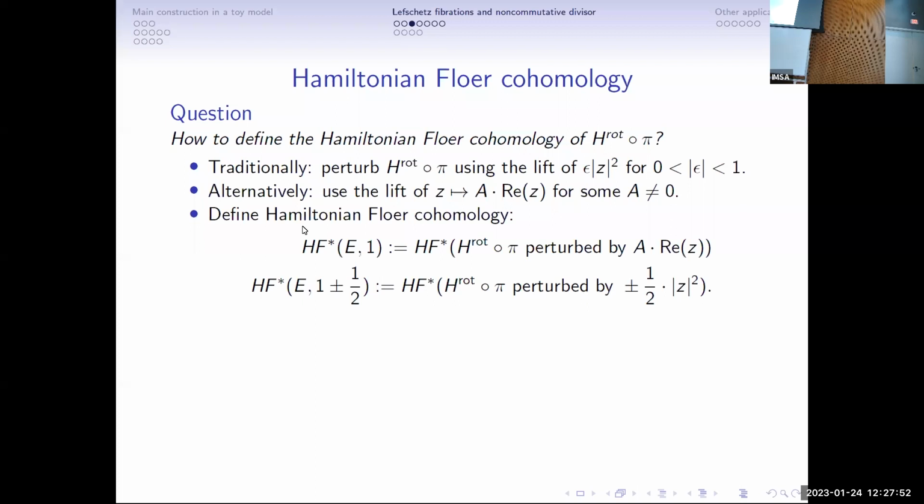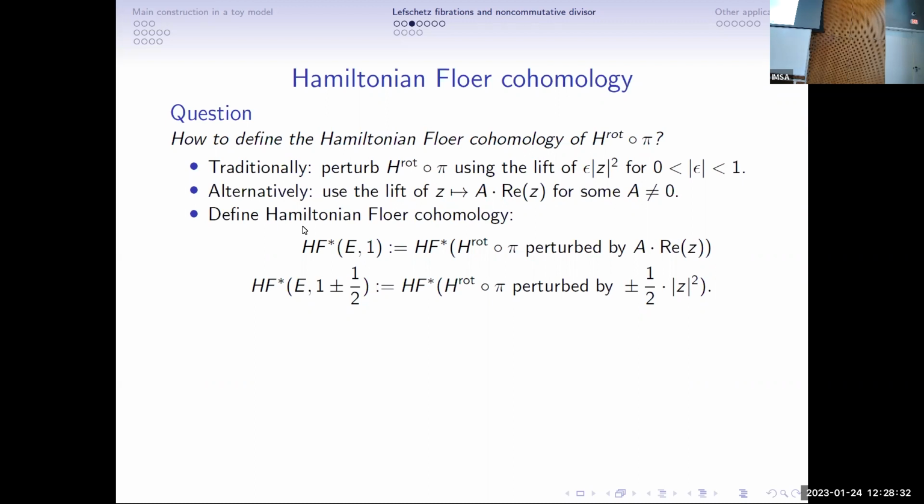Because of the flexibility for multiple choices of perturbations, we could define different versions of Hamiltonian Floer homology. So let me use these notations. For HF E1, it means we take the Hamiltonian Floer homology associated with the Hamiltonian perturbed by this translation. And for the Hamiltonian Floer homology with this number 1 plus minus 1 over 2, where 1 over 2 is some number between 1 and 0, so it could be anything, it's the Hamiltonian constructed by perturbing the rotation Hamiltonian with this kind of small rotation perturbation.